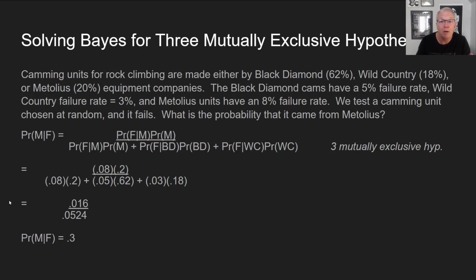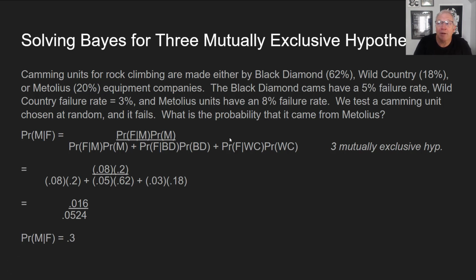I mean, maybe the other one's 0.4 and maybe the other one is 0.3, which would make for a total of 1. But we might want to explore and figure out what the most probable one is. One question we might want to answer is, which company did it come from? In which case we would run this same equation, but instead of doing Metolius on the numerator, we would do Black Diamond on the numerator. Very same equation. We just take this 0.05 times 0.62 and move it to the numerator, or double it, and copy it up there, and then solve.